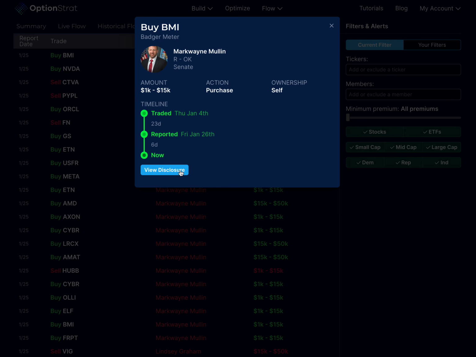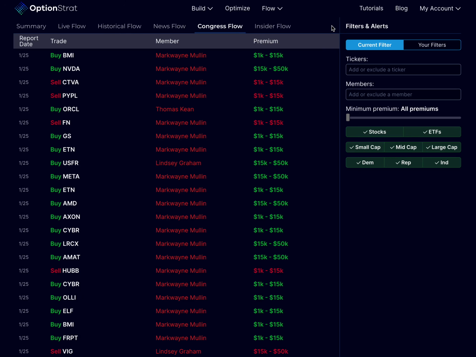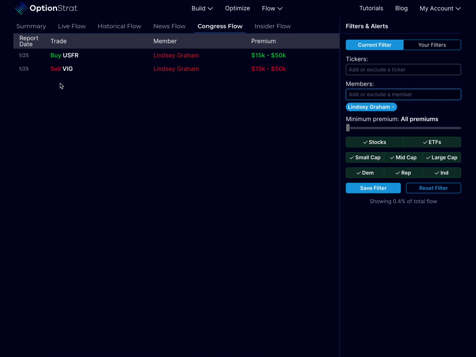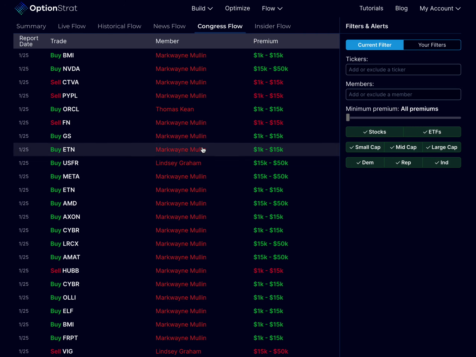If we want to see the actual government disclosure from their office, we can click on that and even see that actual paperwork. But the key here is that we can get a good handle on the types of buying and or selling that our government officials are doing. And we can filter that specifically by a particular congressman. Let's just look at whatever Lindsey Graham has done. Okay, there we go. These are the buys and sells that Lindsey Graham has done. So again, we can filter that any way we want.